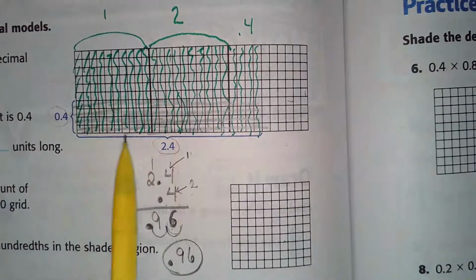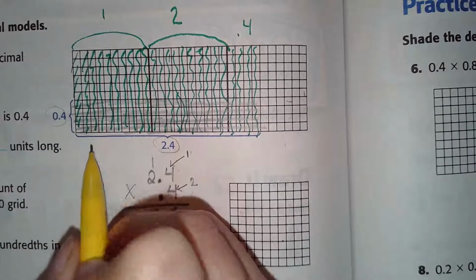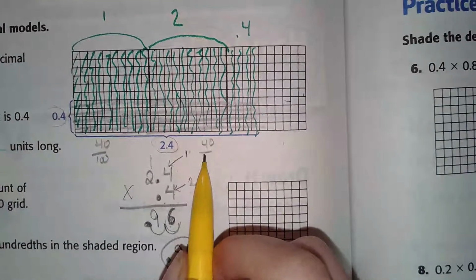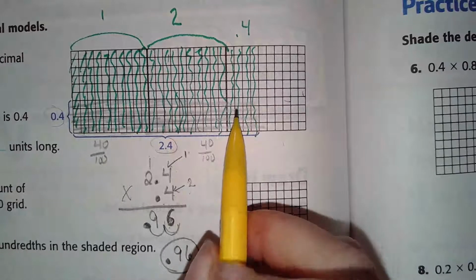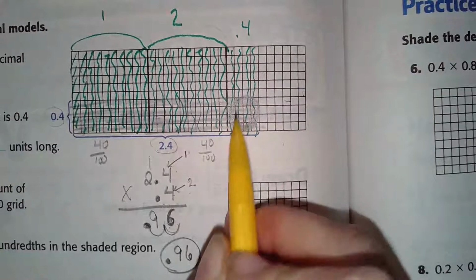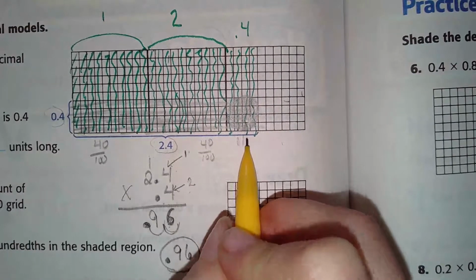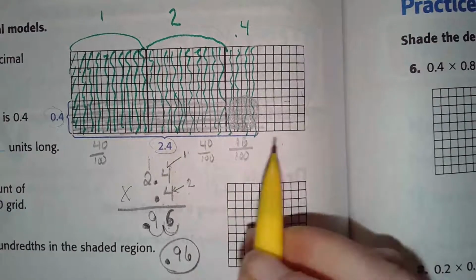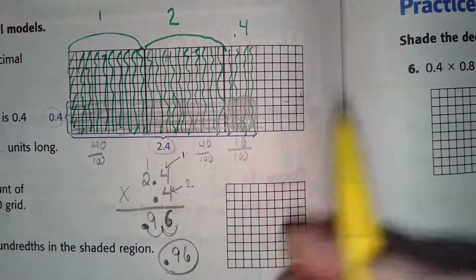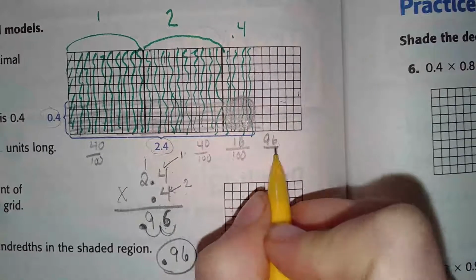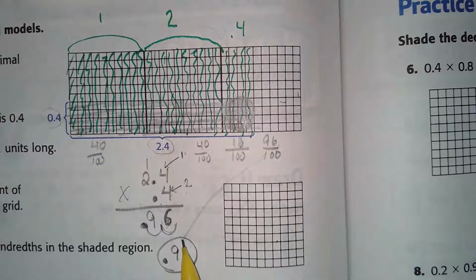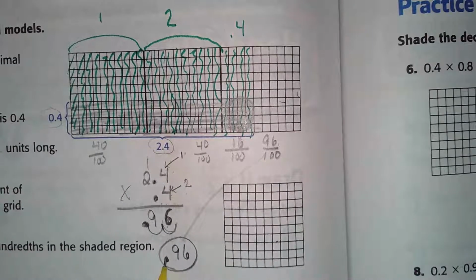So here I have 40 out of 100. Here are another 40 out of 100. And here I have 4 times 4. 4/10 this way, 4/10 this way. That would be 16 out of 100. 40 and 40 is 80. 80 plus 16 is 96 out of 100, which matches exactly 96 hundredths.